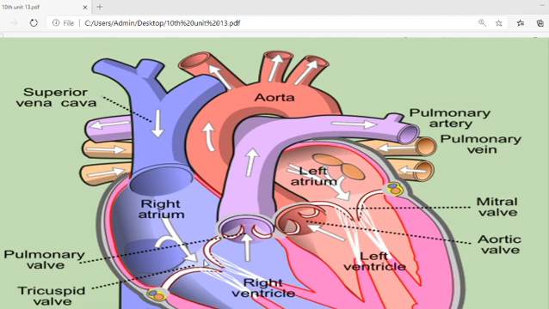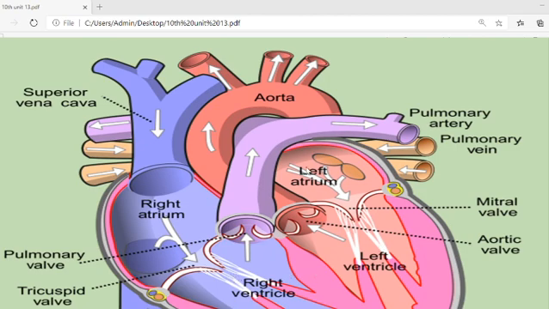The right auriculoventricular aperture is guarded by the tricuspid valve. The tricuspid valve contains 3 muscular flaps; tri means 3. This is the tricuspid valve.